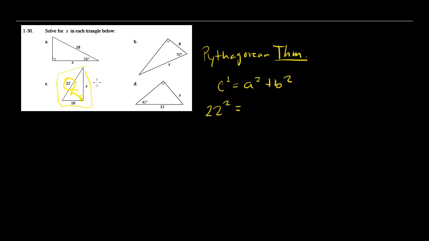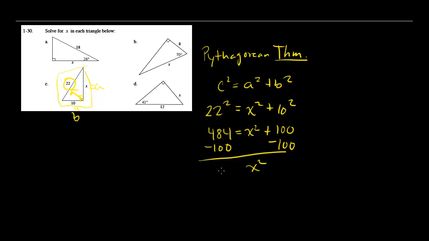A and B are the legs of the right triangle, and it doesn't matter which we use. So I could say A is x and B is 10, giving x squared plus 10 squared. The rest of this problem is just solving for x. 22 squared is 484, which equals x squared plus 10 squared, which is 100. Subtract 100 and we get 384.